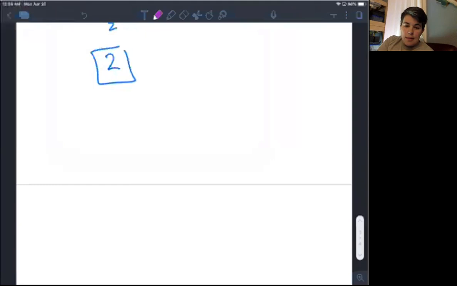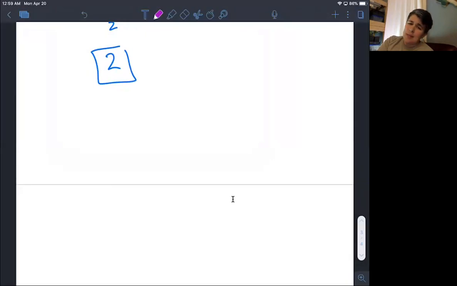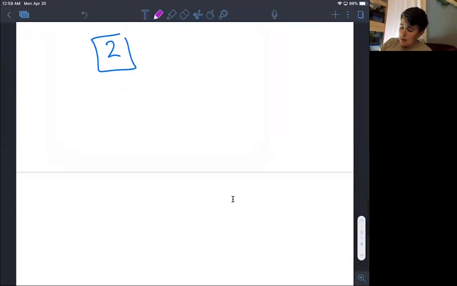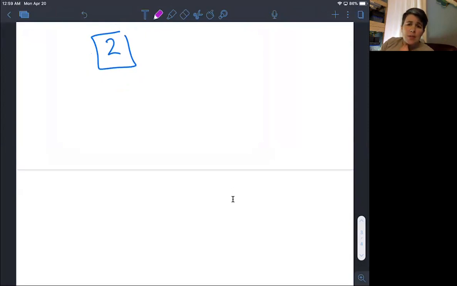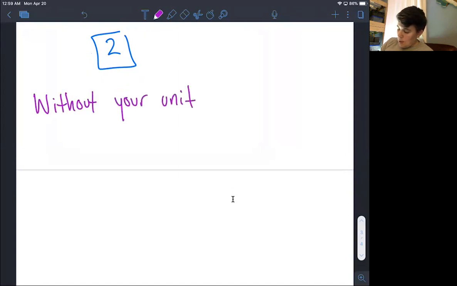Like that. And this is actually going to be much, much, much easier than you think it is, because you're probably thinking to yourself, I can't do it without my unit circle. But lo, you can. So I'm going to say, without your unit circle.